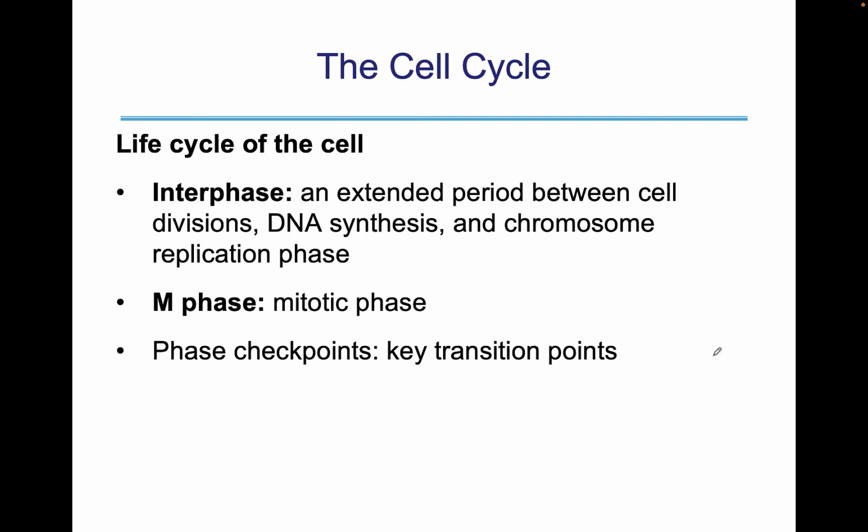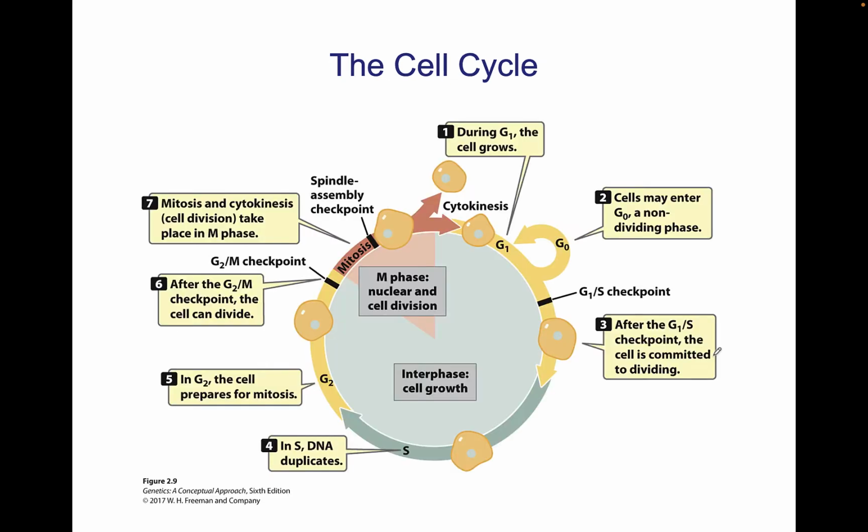And then you have cytokinesis. Cytokinesis is the portion where the cytoplasm is divided. So mitosis is where you have the genetic information, or nuclear division, and cytokinesis is where the cytoplasm is divided. So let's look into the cell cycle.